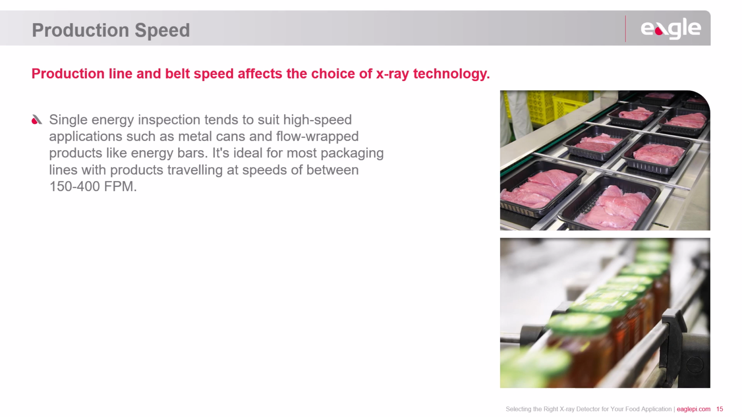For high-speed applications, such as metal cans and flow-wrap products like energy bars, single-energy X-ray systems are often the most suitable option. These systems perform exceptionally well at high speeds, typically ranging from 150 to 400 feet per minute, where speed is prioritized over the power-to-cost ratio. In these scenarios, the focus is on achieving fast, reliable inspections without the additional costs associated with more complex systems. Linear array detectors are particularly advantageous in these high-speed environments, allowing for cost-effective solutions while maintaining efficient performance.